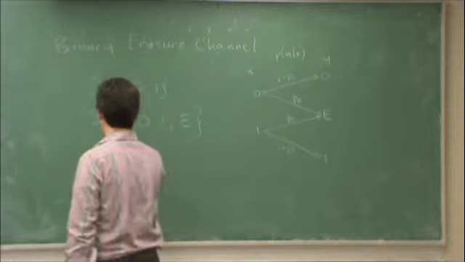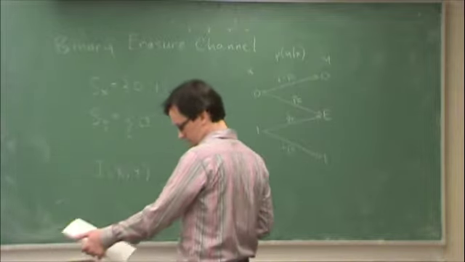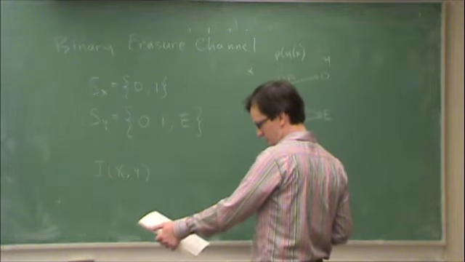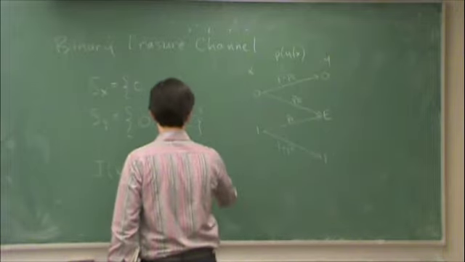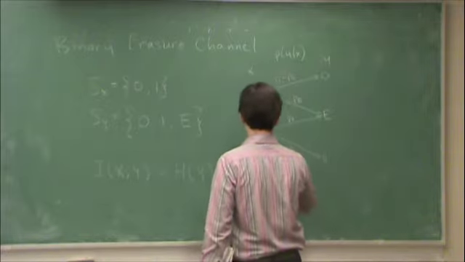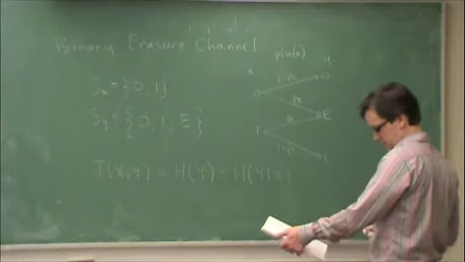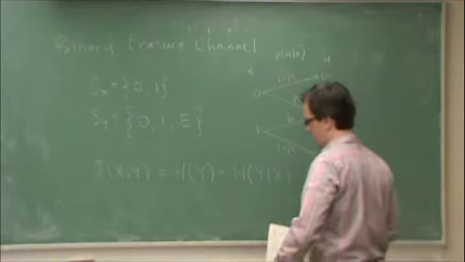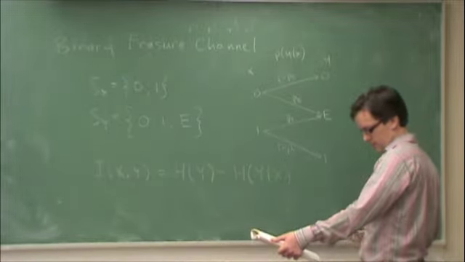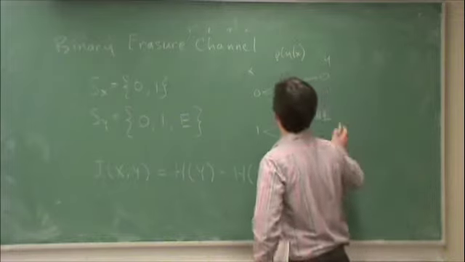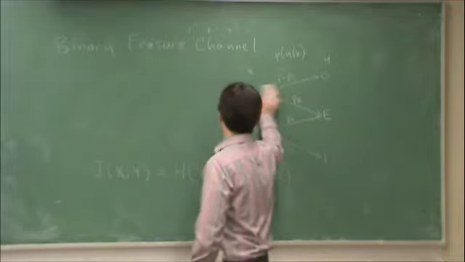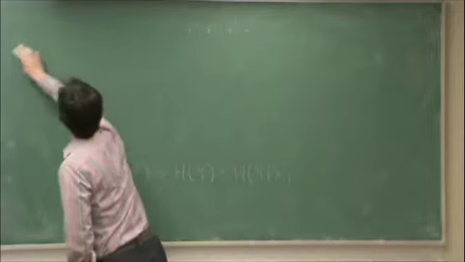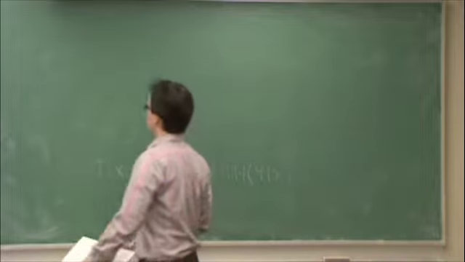So the mutual information, we're going to express this as H of Y minus H of Y given X. Let's calculate these quantities. H of Y given X, let's start with that.